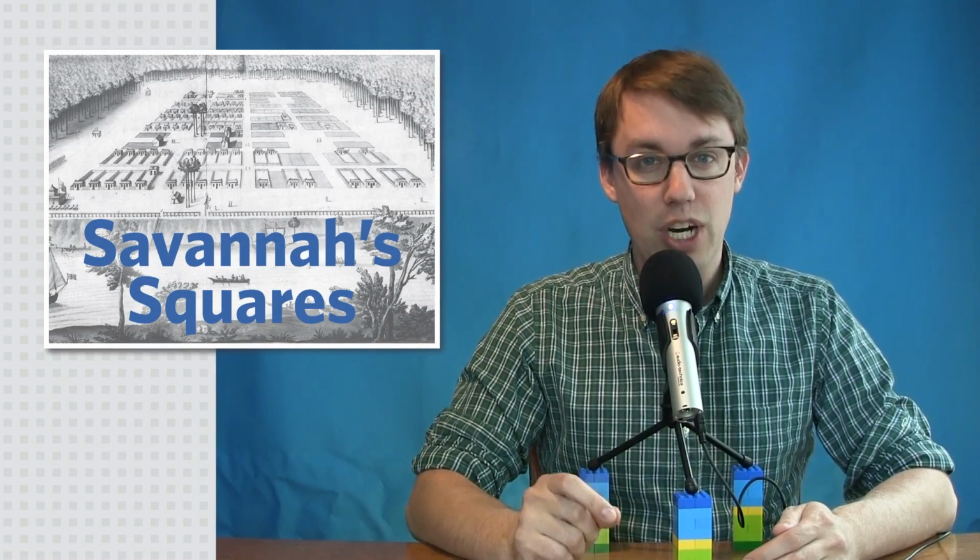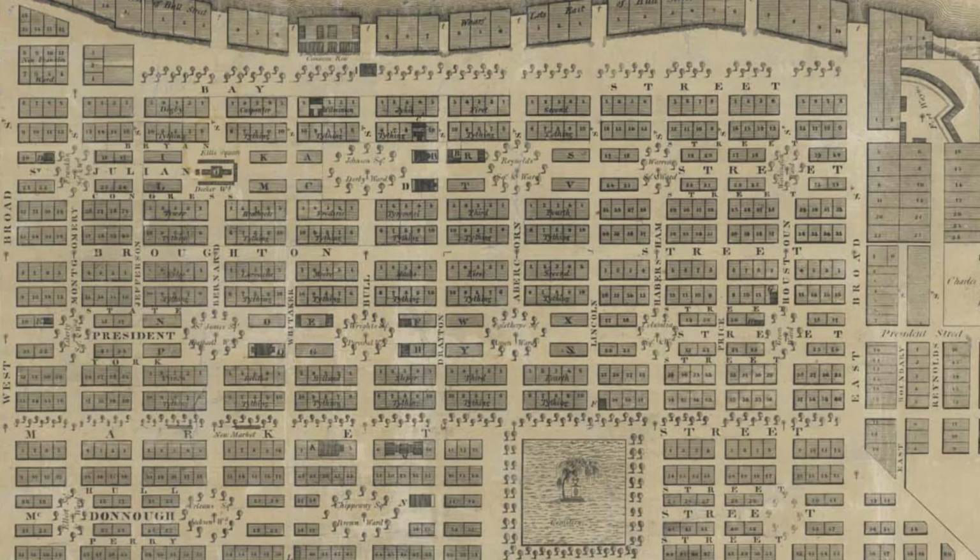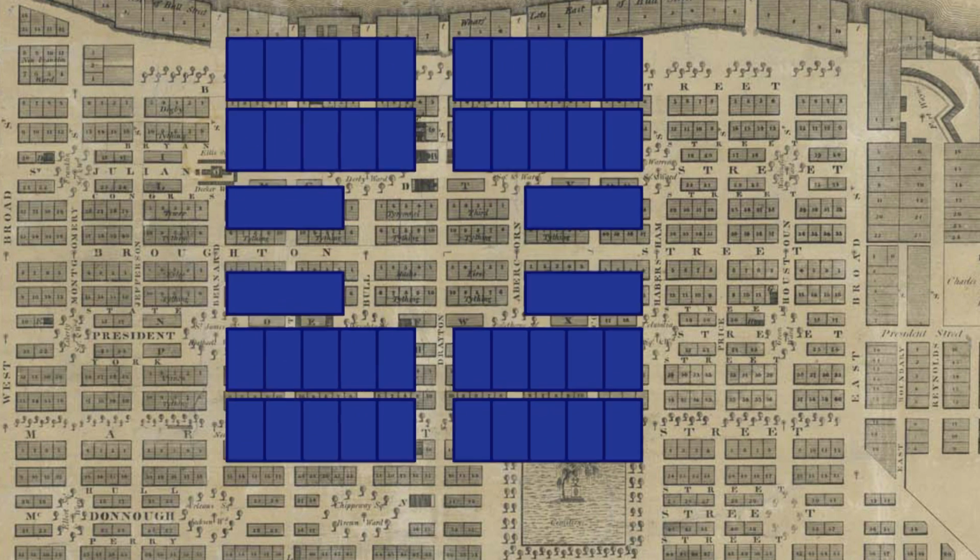We'll get to the theories the scholars have developed in a minute, but first I want to talk about why the Savannah plan is so amazing, because it might not be obvious. Savannah's historic plan features a repeating ward design, each with a square at the center. Let's take a look at the design of one ward.